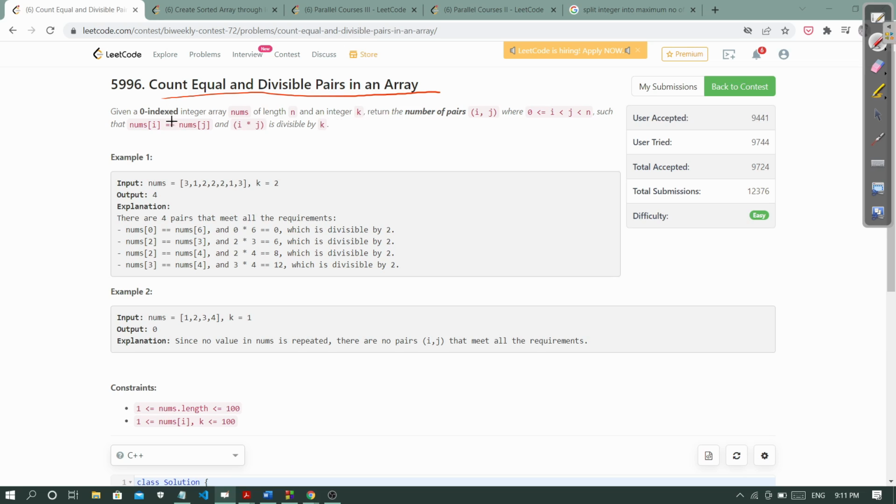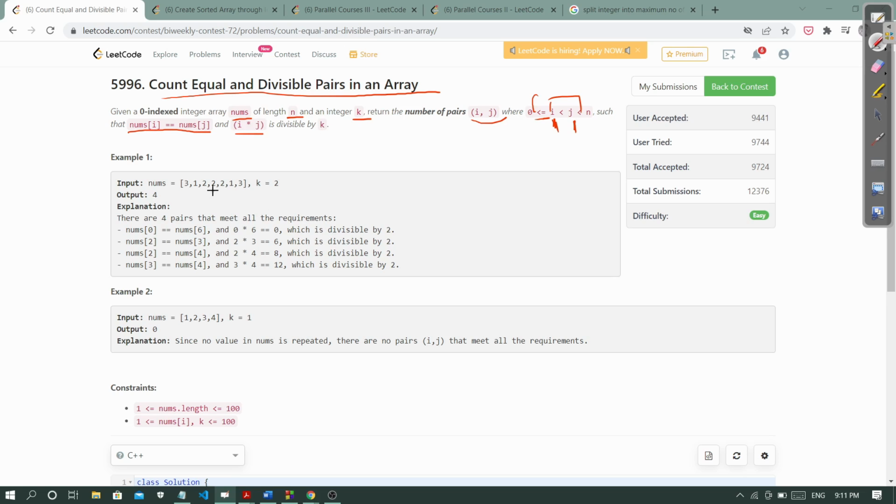We are given a zero-indexed array nums of length n and an integer k. Return the number of pairs (i, j) in which i is less than j and both lie in the range [0, n). Here at 0 is a closed bracket and at n an open bracket, which means 0 will be included and n will not be included, such that nums[i] is equal to nums[j] and i times j is divisible by k.